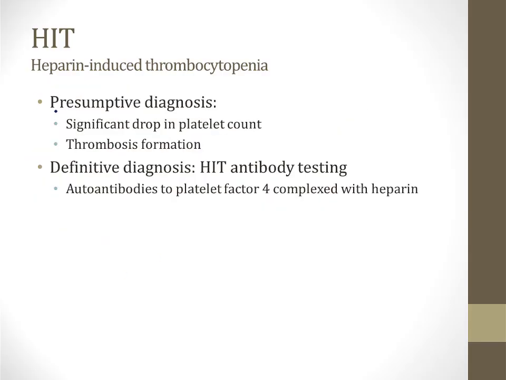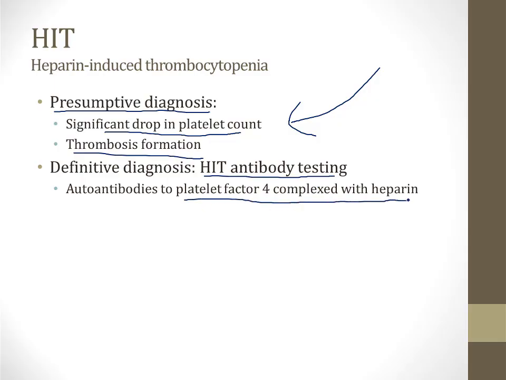You make a presumptive diagnosis of HIT in a patient who has a significant drop in platelet count while they're receiving heparin therapy, or a patient who forms a thrombus while on heparin therapy. And once you suspect the diagnosis, you need to stop heparin immediately. The definitive diagnosis is done by HIT antibody testing. These are antibodies that you can detect in the plasma to platelet factor 4 complexed with heparin. This testing takes a few days to come back. You don't want to wait for that. If you think a patient might have HIT, you stop the drug and start alternative therapy.